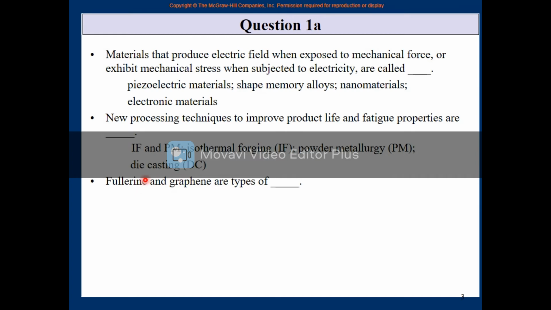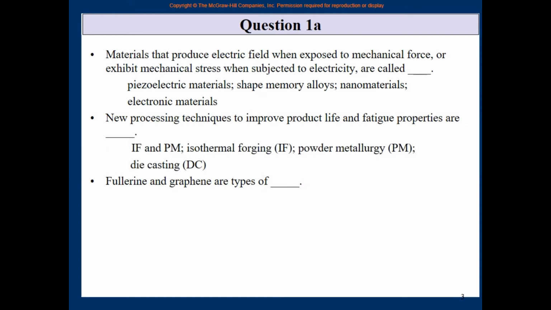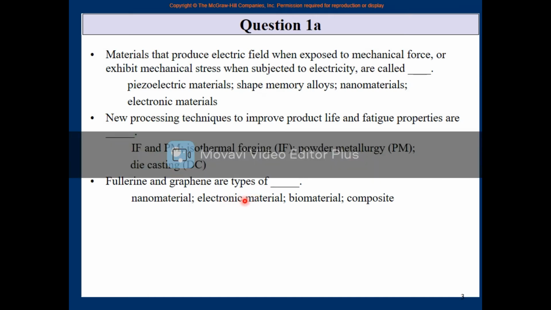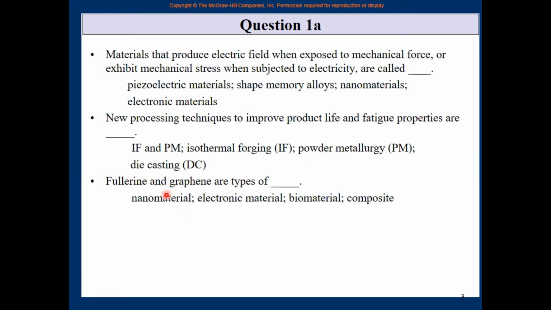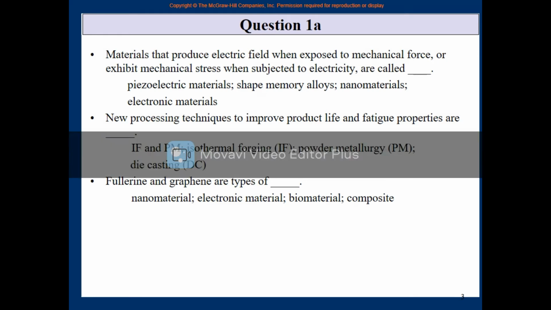Fullerene and graphene are types of which material? If again you did the chapter and you read the definitions of the different classes of materials, metals, polymers, ceramics, and so on, then the answer would be very clear. The choices were nanomaterial, electronic material, biomaterial, and composite. So if you go back and you will see, or if you remember, fullerenes and graphenes are types of nanomaterials. They are the most common nanomaterials. There are one or two other famous nanomaterials, but fullerenes are one type of nanomaterial and graphene is another type of nanomaterial.